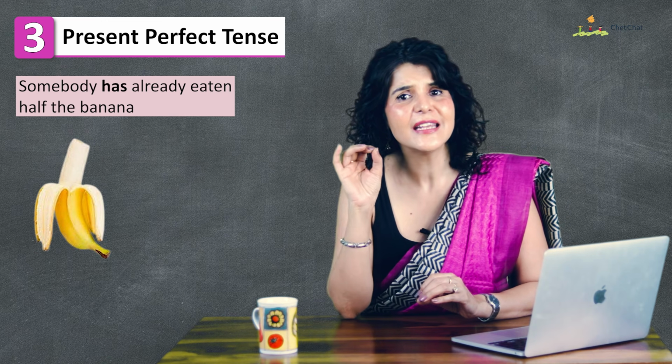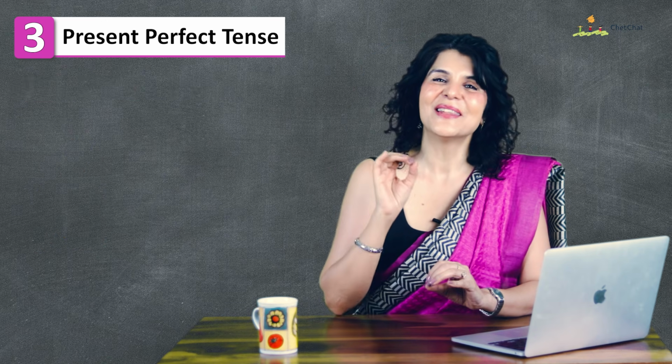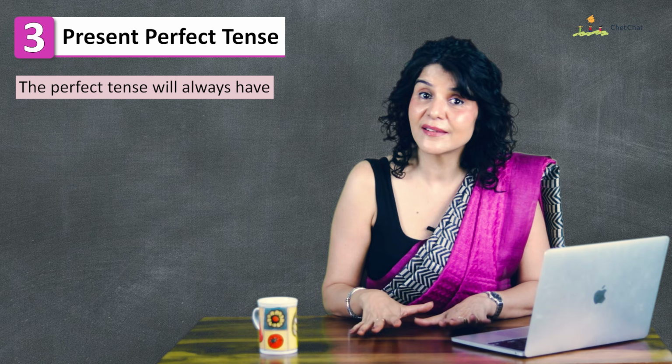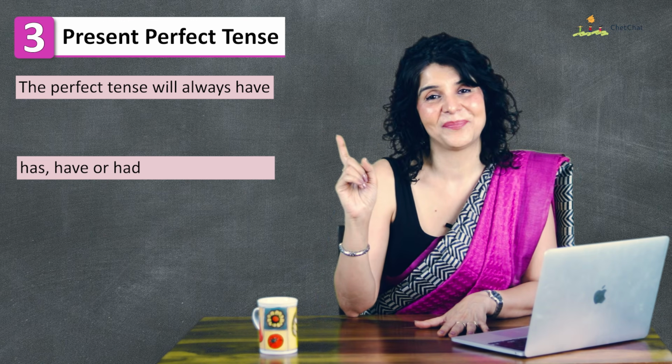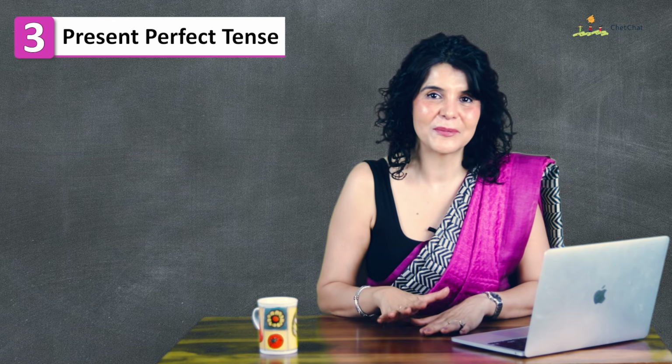Somebody has already eaten half the banana. The perfect tense will always have one of these 3: has, have, or had. Okay? Let's look at the uses of the perfect tense.